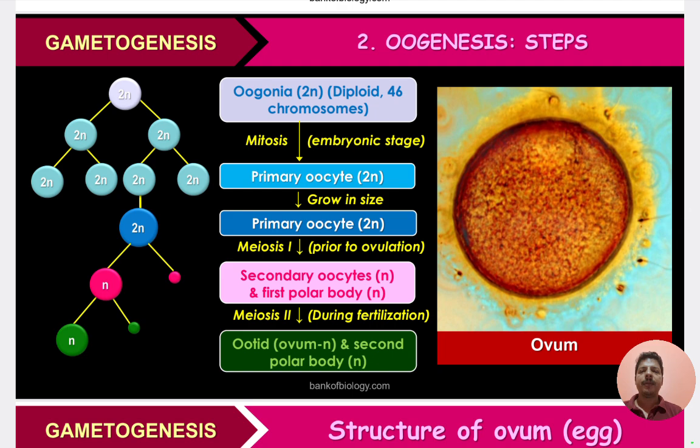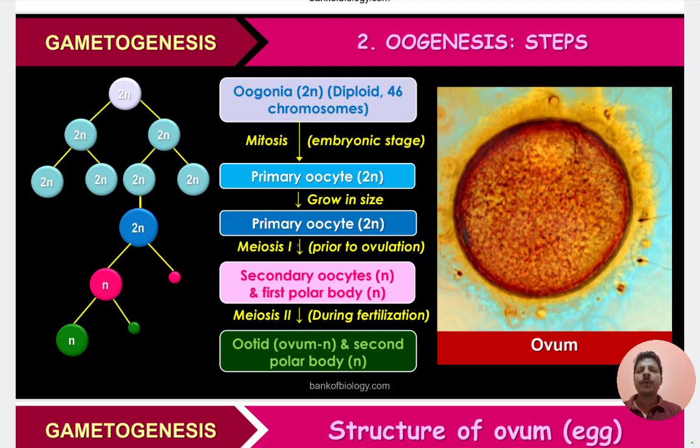Here are the steps. Oogonia, diploid, 46 chromosomes. Mitosis occurs at the embryonic stage. Then the primary oocyte is formed, which is also diploid in nature. Then it is arrested at prophase 1, remember, prophase 1 of the meiosis, it is arrested, and then we can say it grows in size.